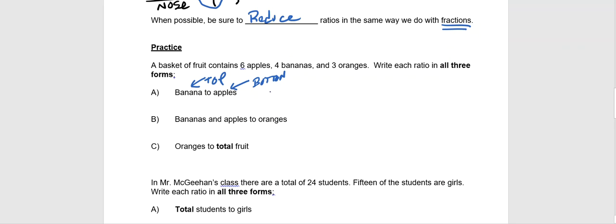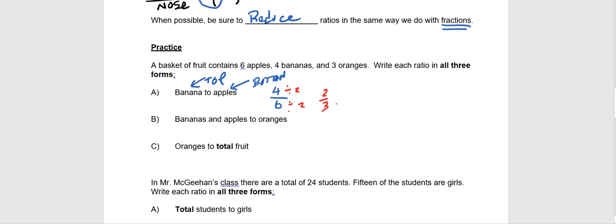So it says bananas, we just take how many there are, 4, to apples, 6. So 4 to 6. Just as a setup above, we take a look to see if we can reduce. And well, if we saw 4 to 6 as a fraction, we know 4/6 reduces. We could divide each by a factor of 2, and we would get 2 to 3.